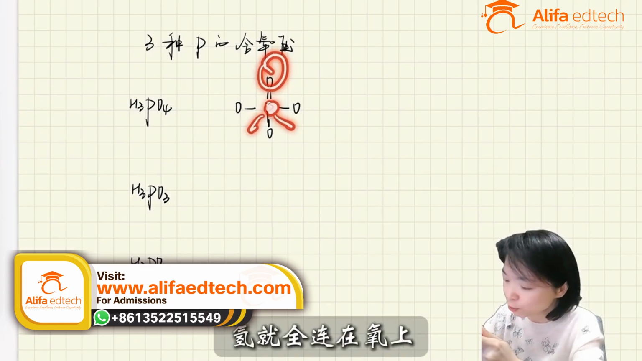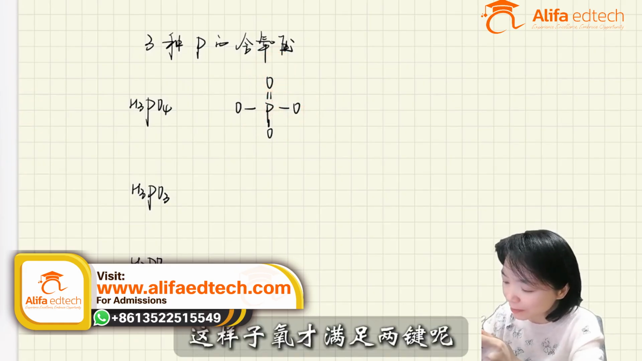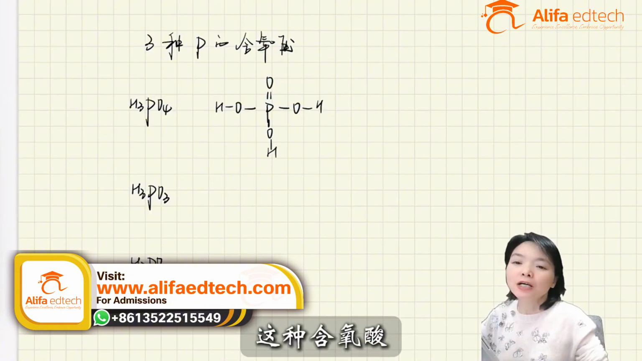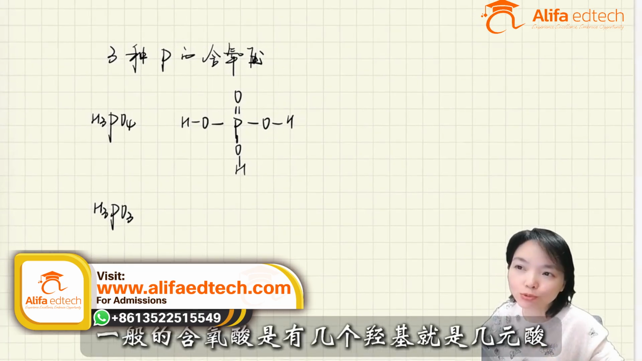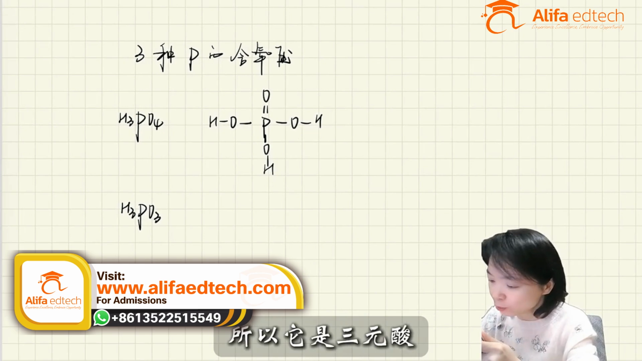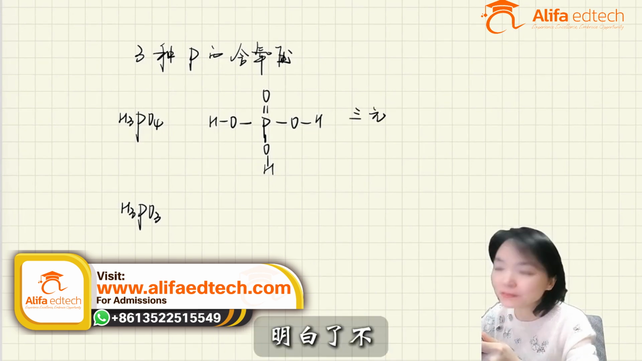This oxygen already has 2 bonds. This P already has 5 bonds, so hydrogen can't connect above; hydrogen connects to oxygen. So oxygen satisfies 2 bonds. So the acid structure is like this. The acid with 3 OH groups has several charges. That's a polybasic acid. There are 3 charges here, so it's a tribasic acid.